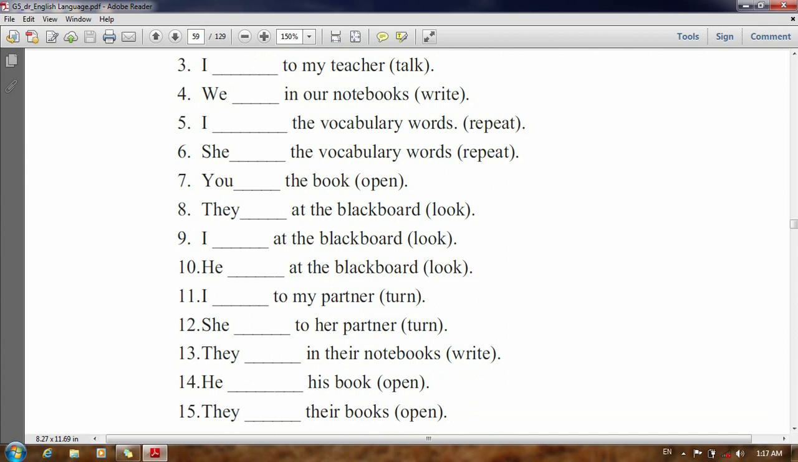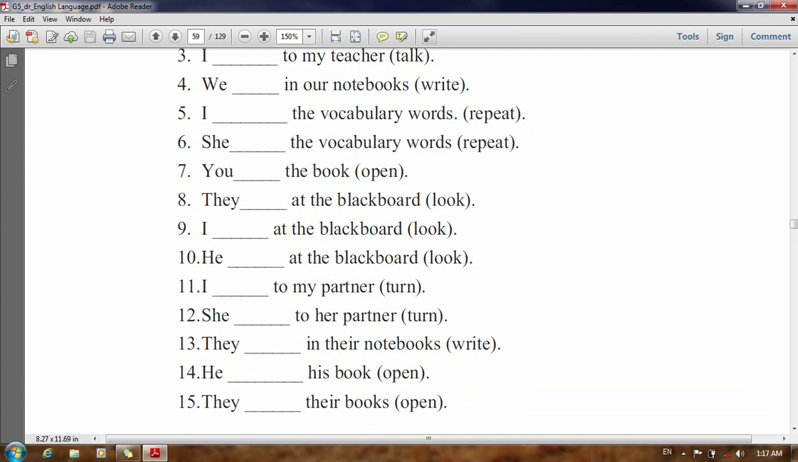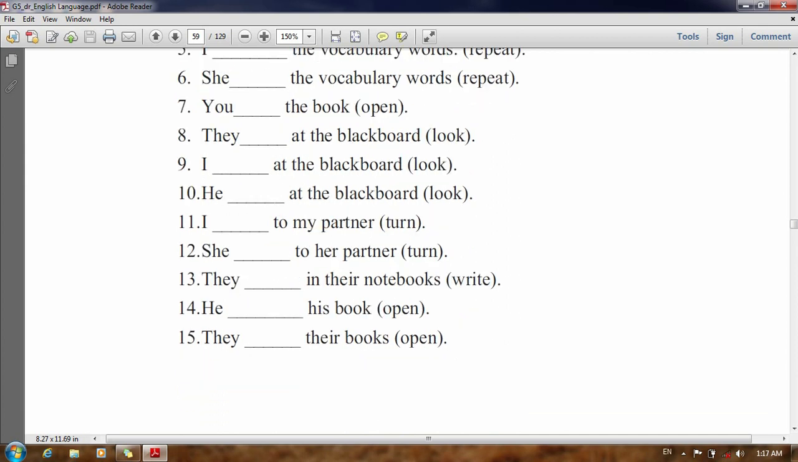She repeats the vocabulary words. You open the book.